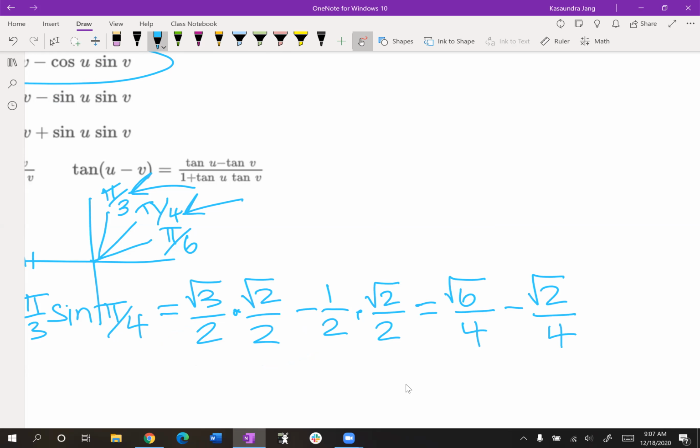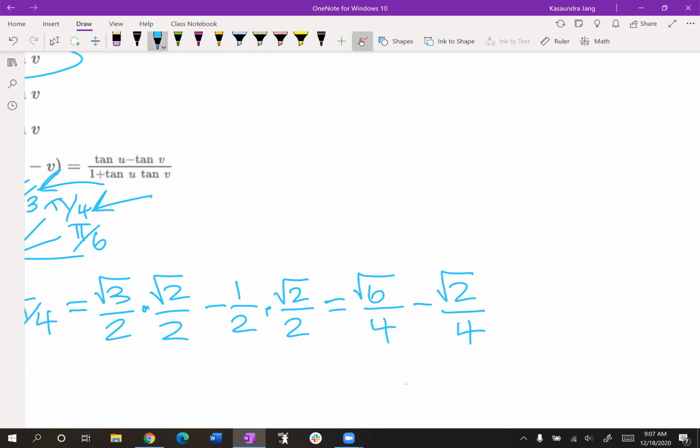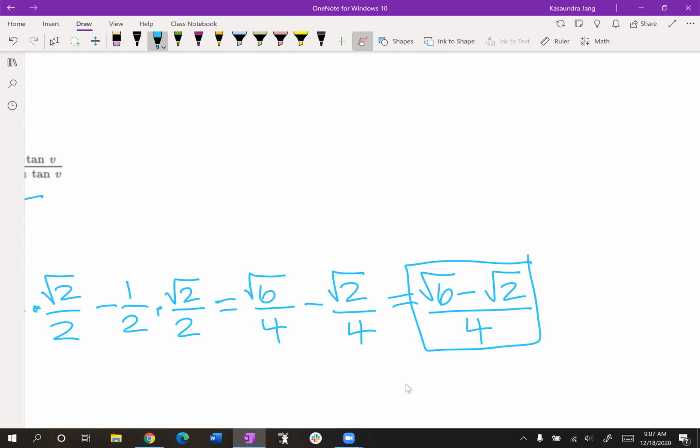And I think on your homework, they'll probably condense it down into a single fraction. They'll probably end up putting it as √6 minus √2, and then all over 4. I think they usually write it like this.